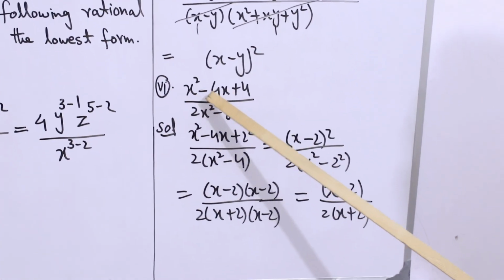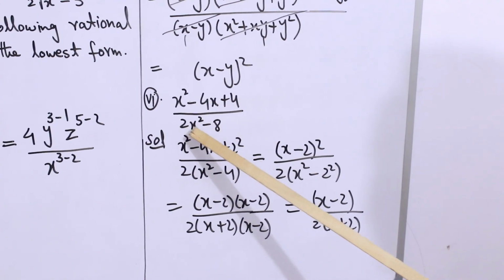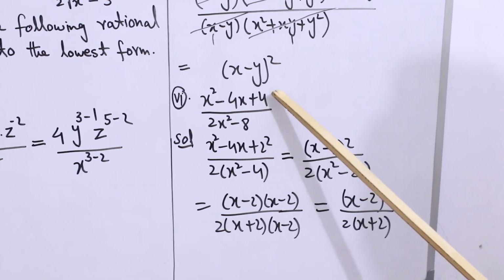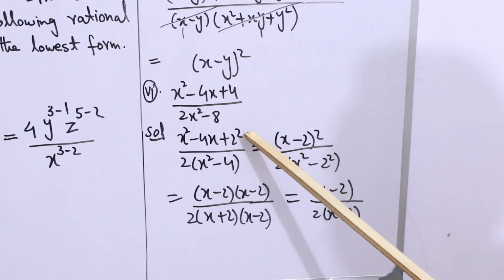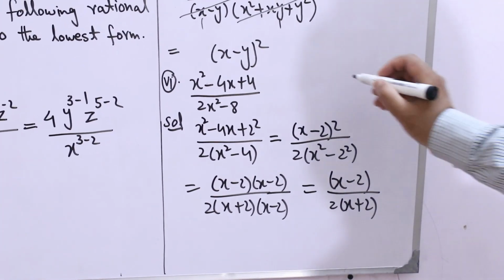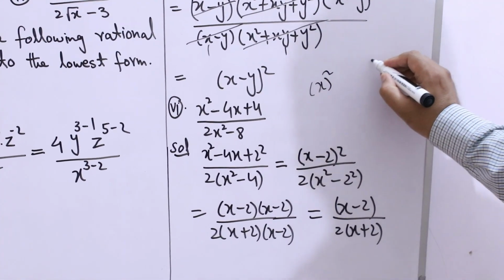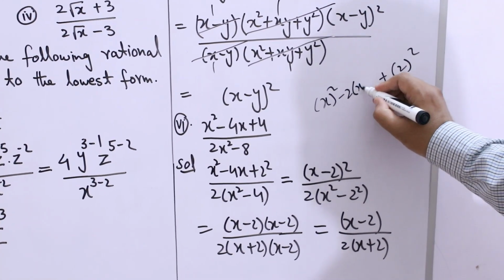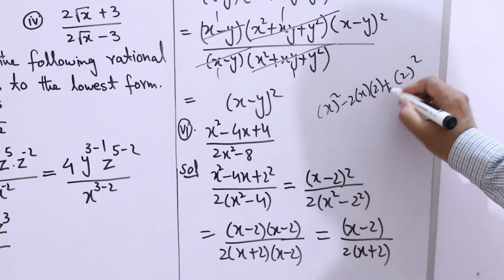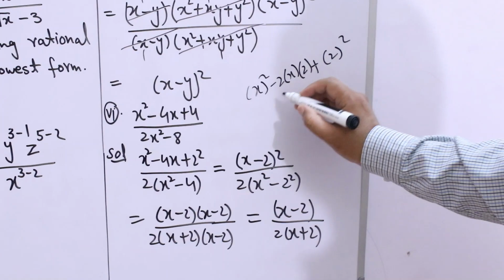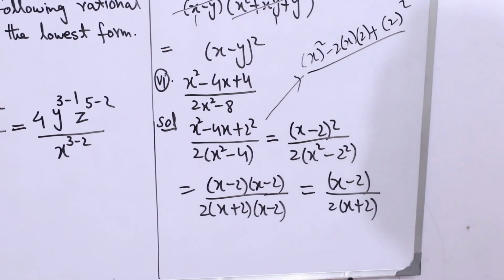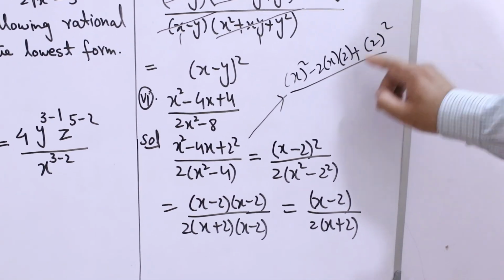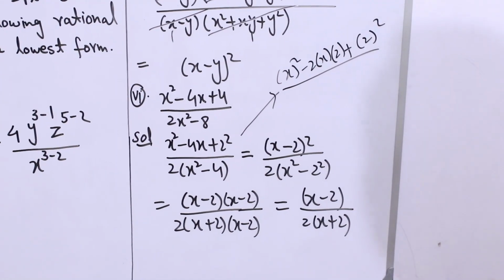Sixth part, x square minus 4x plus 4, over 2x square minus 8. So we have to write this in terms of the formula. 4 can be written as 2 square. So first is x square, second is 2 square, the first term is x, and here b is 2. So we can write this as x square minus 2 times x times 2 plus 2 square. So this can be written as x minus 2 whole square.